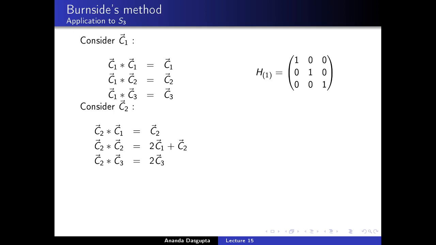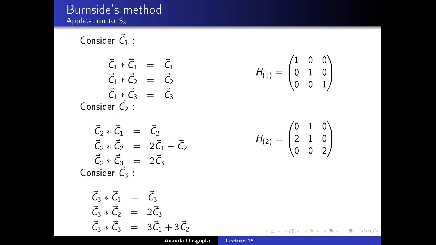Proceeding this way, we can simply write down capital H2 just by translating the coefficients for each of these products into corresponding rows of the matrix. So, C2 star C1 is C2 alone, which gives you 0, 1, 0. C2 star C2 is 2C1 plus C2, which gives you 2, 1, 0 and so on. Similarly, C3 has these three products which we have already seen before, and this immediately tells us that H3 is going to be 0, 0, 1; 0, 0, 2; and 3, 3, 0. These are going to be the three rows of H3.